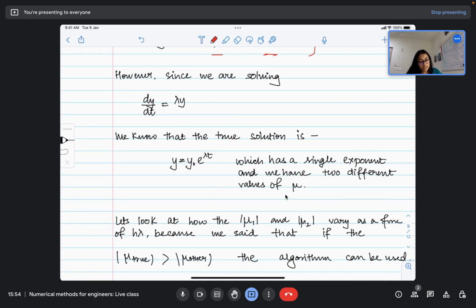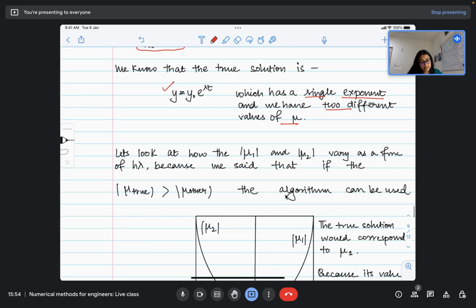However, since we are solving dy by dt is equal to lambda y, we know that the true solution is just y equal to y naught e to the power lambda t, which again has one exponent. But again, we have these two different values of mu, which shows that there are two roots. But there shouldn't be; there should be just one root.